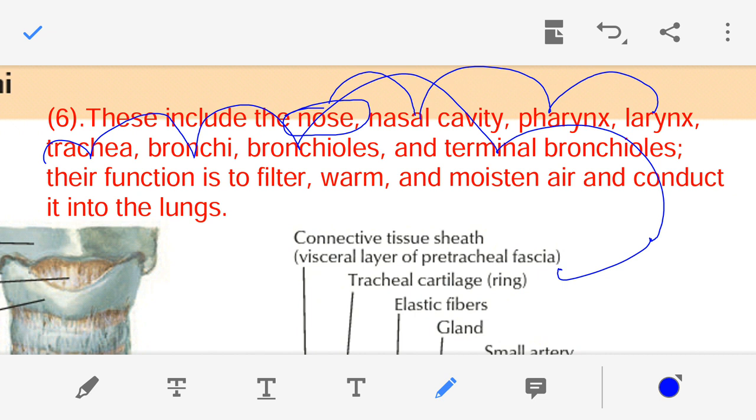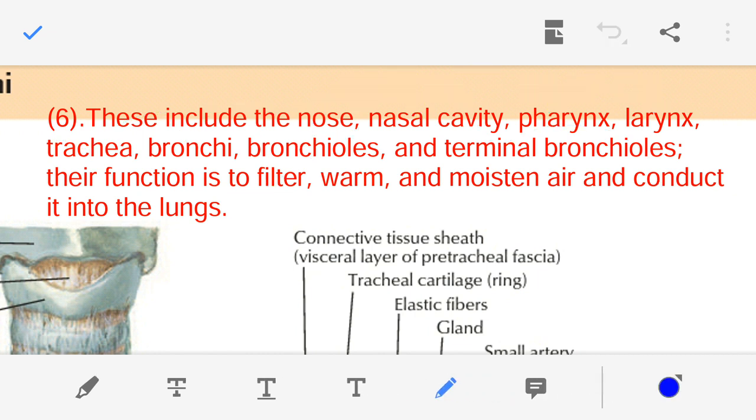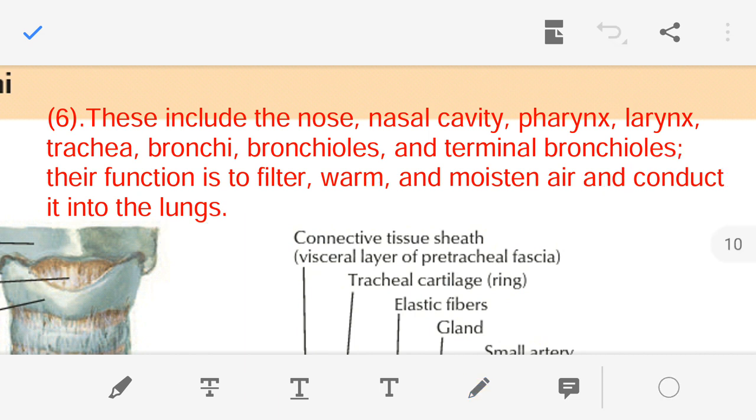During this journey, the air is filtered. Air is filtered means air is clean. Any dust particle if present in air is not allowed to enter because mucus is secreted and the microvilli do not permit the dust particle to reach the lung. Then all these tubes and their cavities warm the atmospheric air and also moisten the air. And finally, all these organs, all these tubes, all these structures conduct the atmospheric air into the lungs. So this is how the atmospheric oxygen reaches the lung via these tubes.